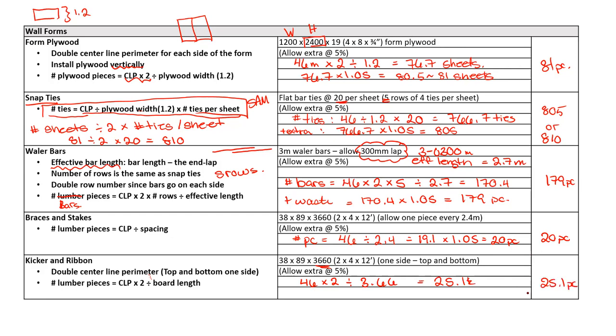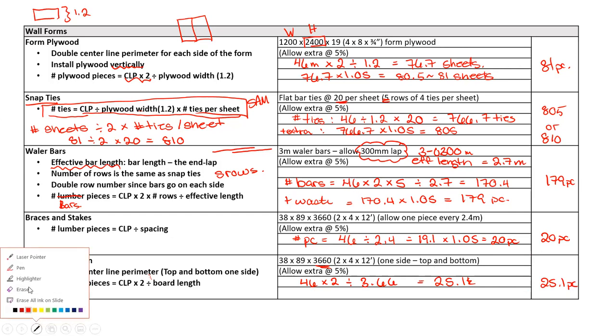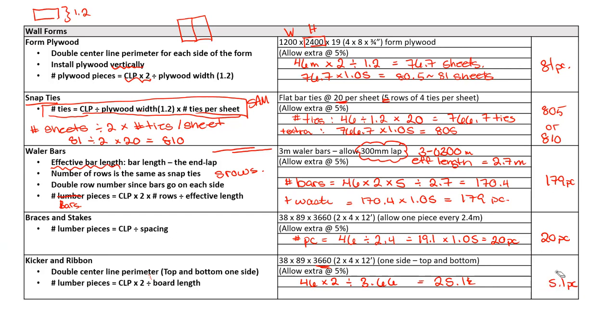And that's, oops, 25.1. Let me see. I should have rounded that to 26. I have it written on my sheet to be a 26. Helps when I write the same thing down. So let's just switch that up.